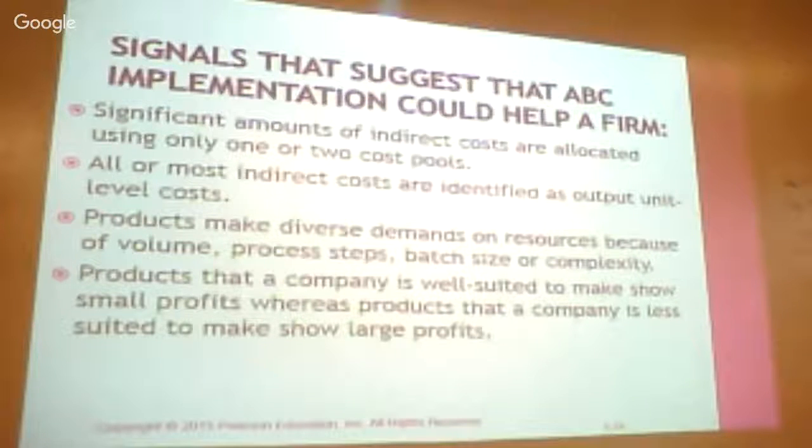So if I have a product, it's different, say, a soft drink product versus a cereal product, or a widget versus a widget. So I really have to look and see, what are my products doing? Products that a company is well suited to make show small profits, whereas products that a company is less suited to make show large profits. So it helps you determine, what can I make at a good price? I might think, hey, I'm making a lot of money on this one, but in reality, I'm not.